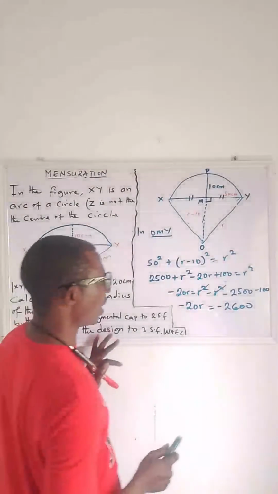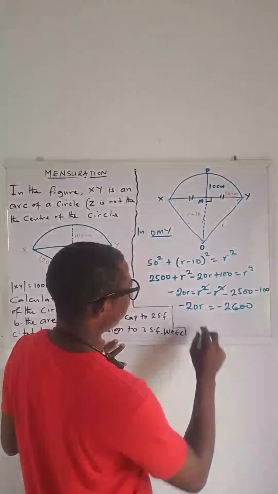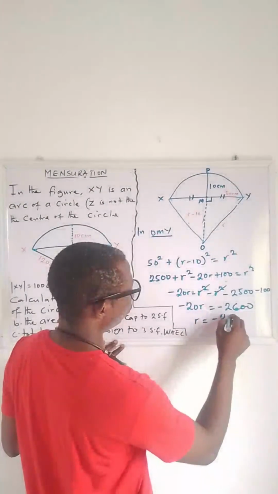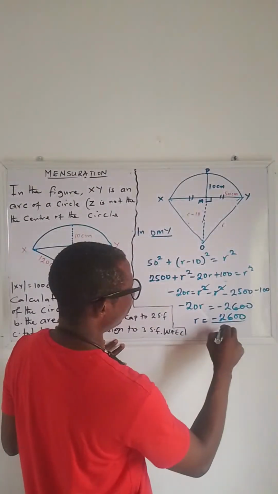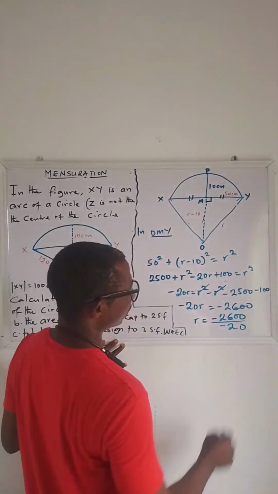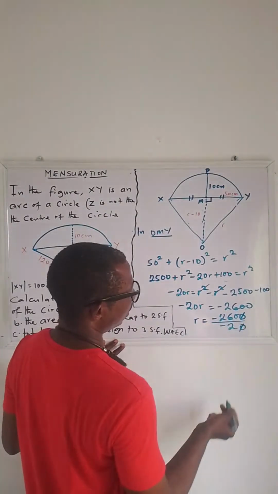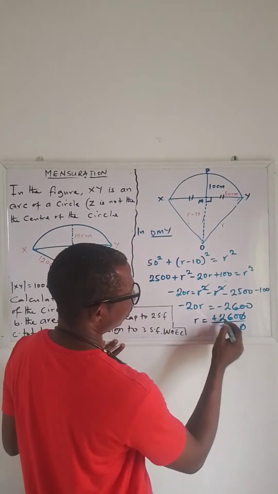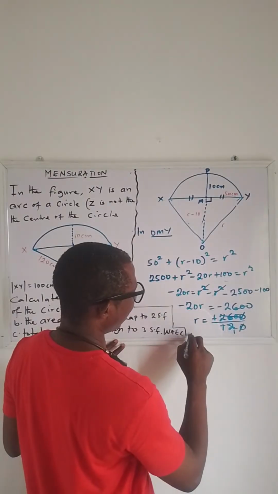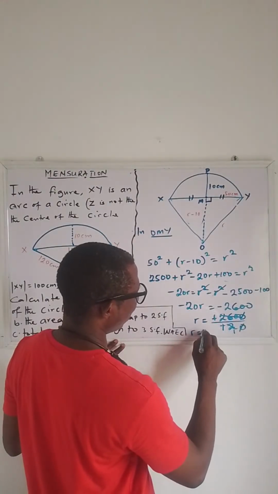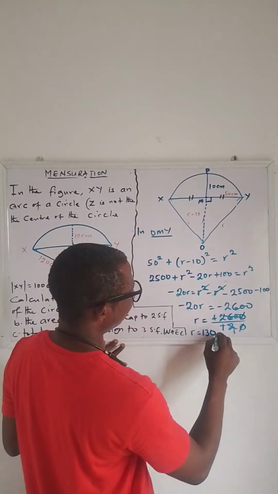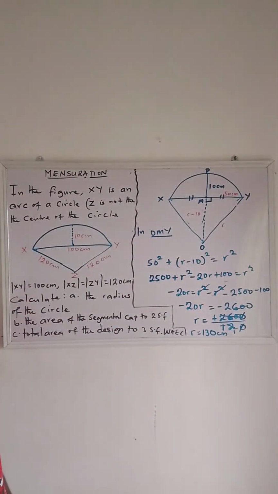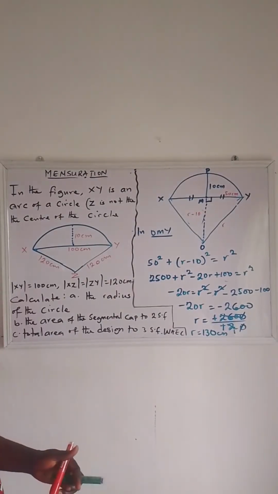So you divide both sides by 20. So you have R equals negative 2,600 over negative 20. Okay, this cancels this. Now, negative cancels negative. 2 goes here, 1. 2 goes here is 130. So R equals 130 centimeters. So the radius of this circle is 130 centimeters.